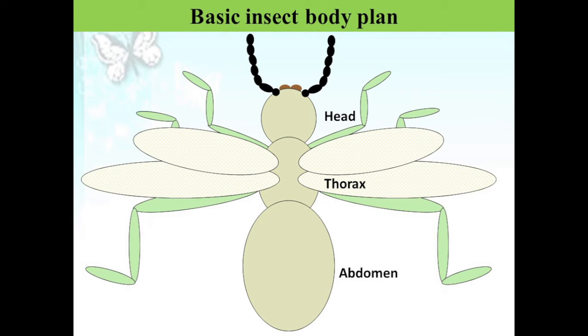In this diagram, we can see that the insect body is divided into three main regions: the head, that contains antenna, eyes and mouth parts; the thorax, that has the legs and wings; and finally the abdomen, that contains a large portion of the digestive system and the reproductive parts.